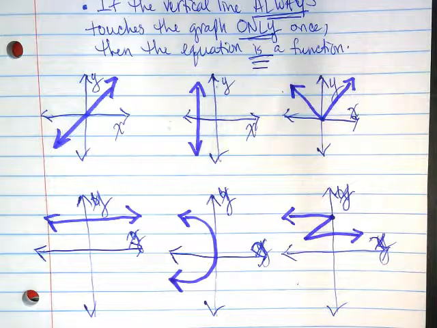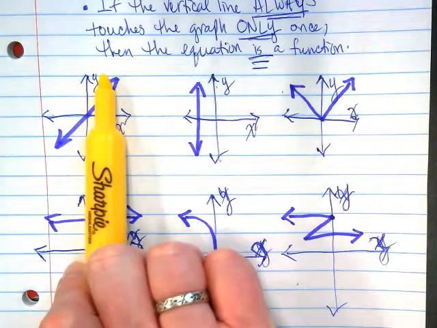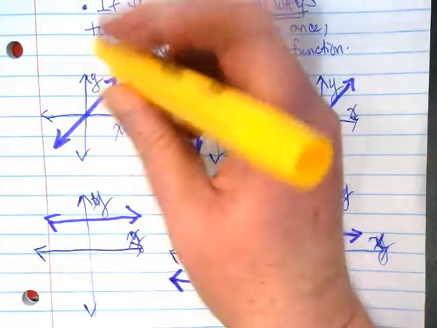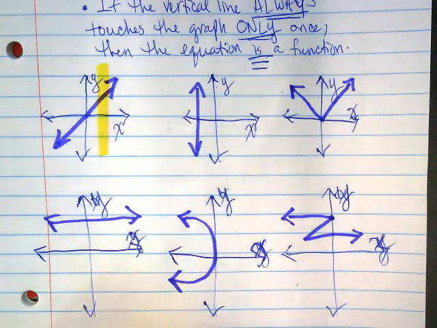And then I'm going to take my invisible vertical line and I'm going to make it visible by using my highlighter. If I was going to run a vertical line across this graph, picture this is a scanner, and it's just going to keep scanning to the left, to the left, to the left. Is it ever going to hit that line more than once at the same time? No. Does it always touch the graph only once? Yes. Then that means this is a function.